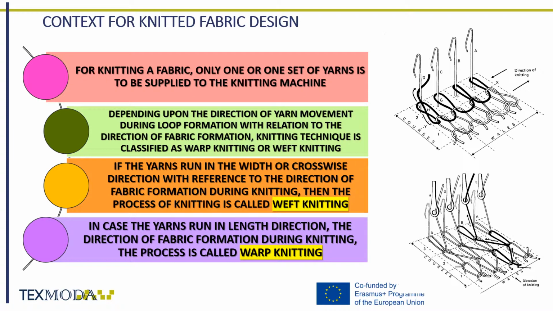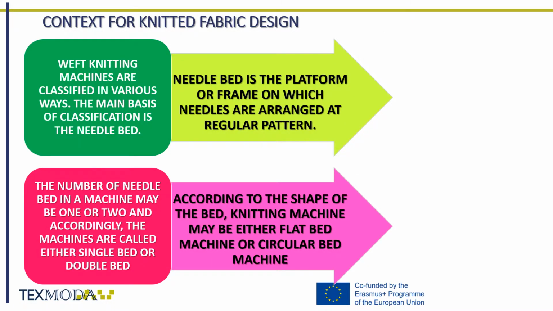If the yarn runs in the width or crosswise direction with reference to the direction of fabric formation during knitting, then the process of knitting is called weft knitting. In case the yarn runs in the length direction, the direction of fabric formation during knitting, the process is called warp knitting. Weft knitting machines are classified in various ways.